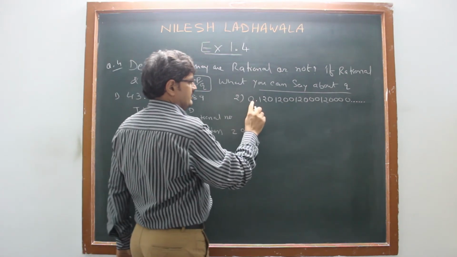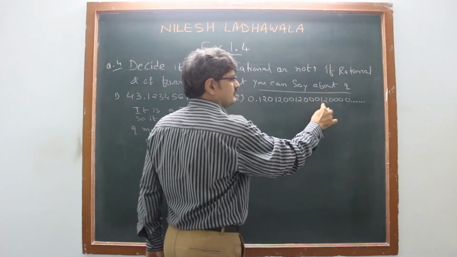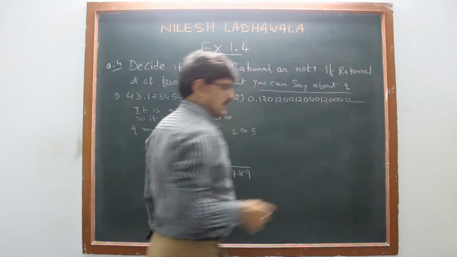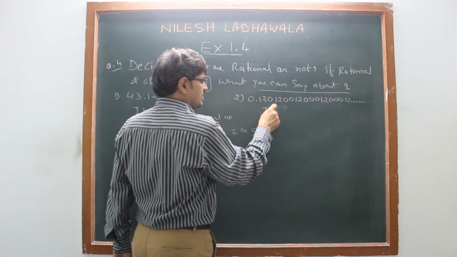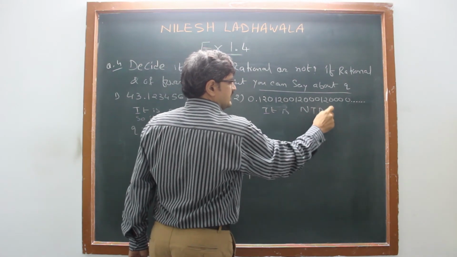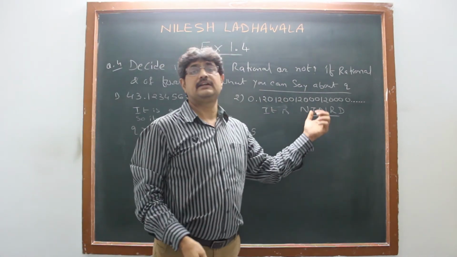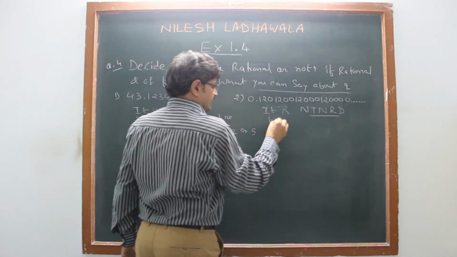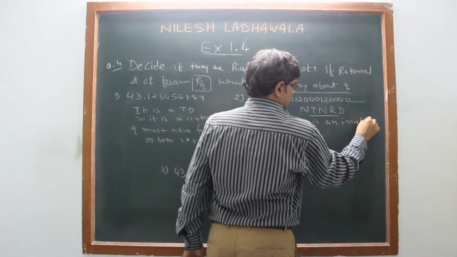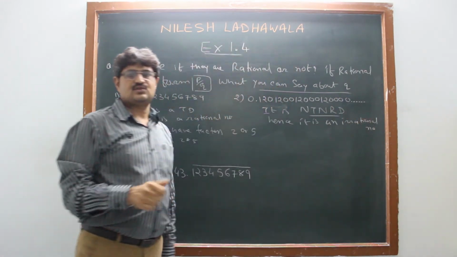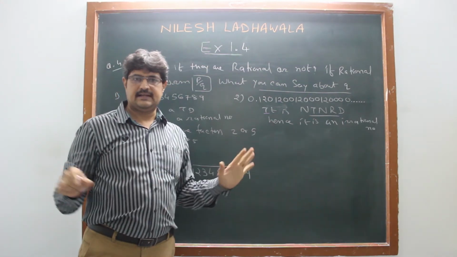Now the second one, we have a number 0.120120012000120000 dot dot dot. So here this number is non-terminating, non-recurring. It is NTNRD, that is non-terminating, non-recurring decimal, and hence it is an irrational number. And we know that any irrational number cannot be written in the form p by q. So here we can't say anything about q.